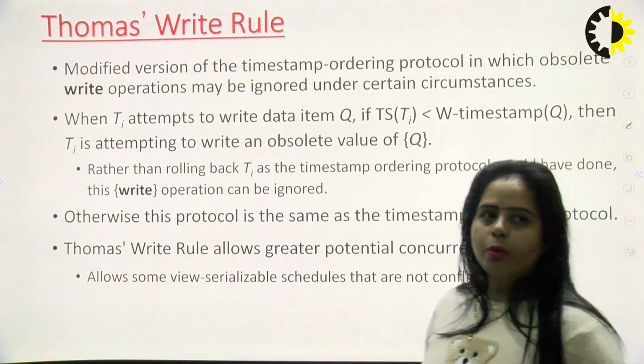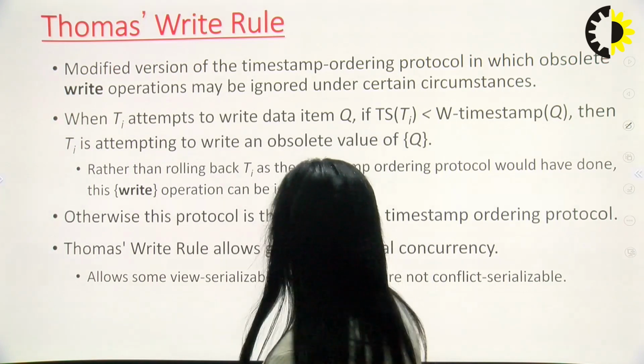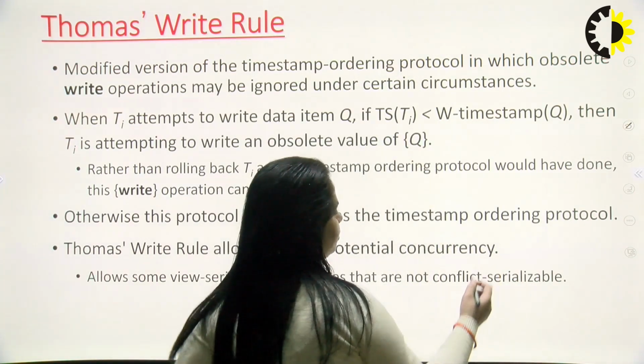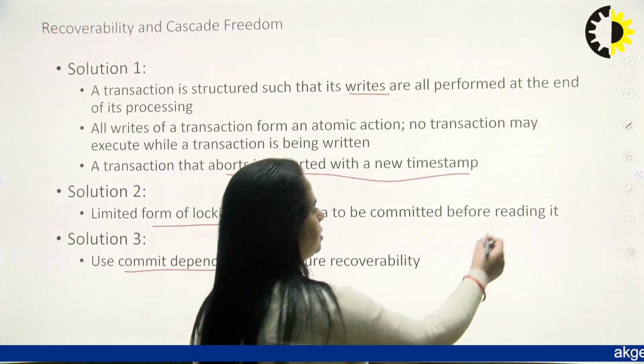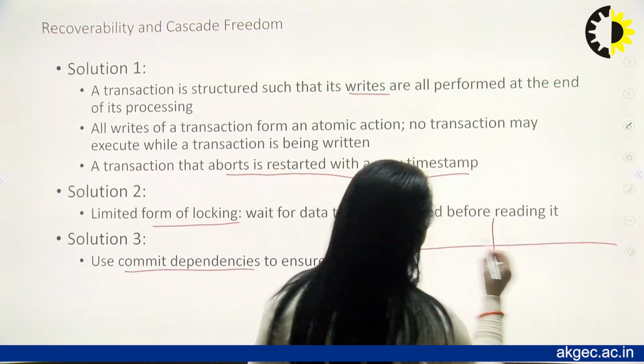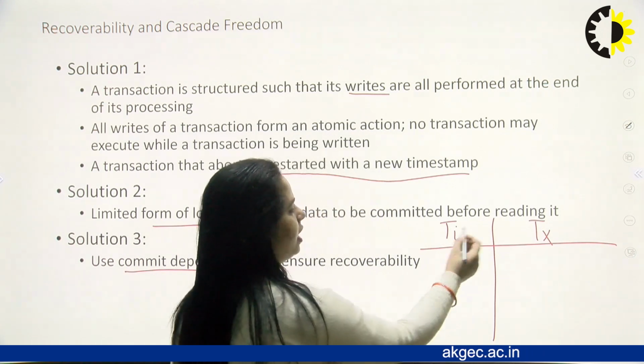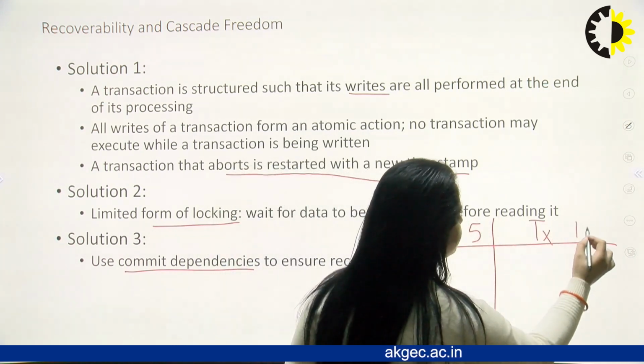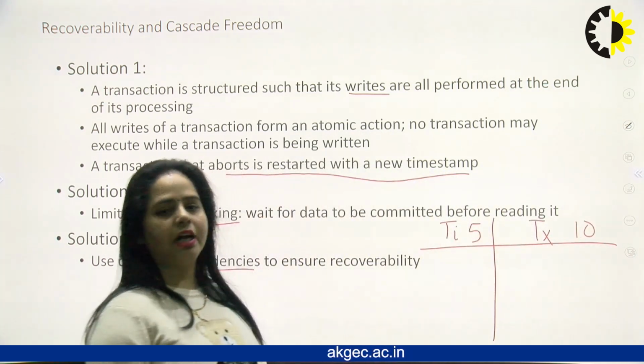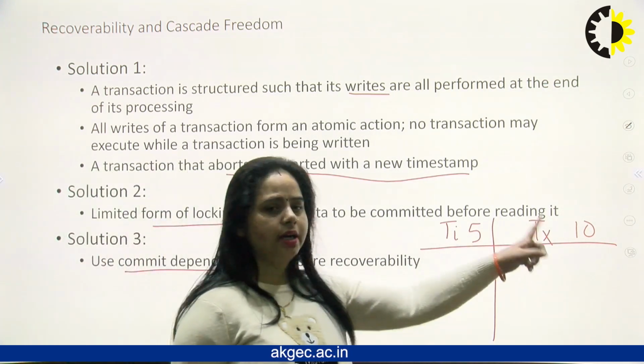Next is the Thomas Write rule. What is the Thomas Write rule? Let's consider a situation. We have a transaction Ti and another transaction Tx. Suppose the timestamp of transaction Ti is 5, and the timestamp of transaction Tx is 10.